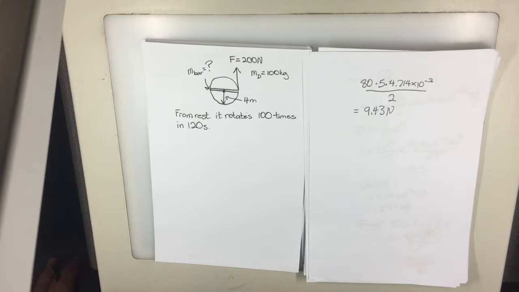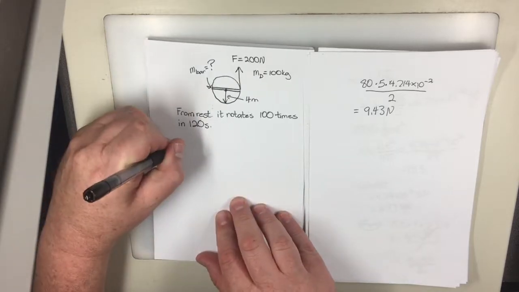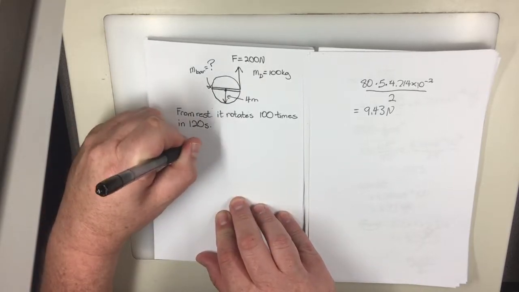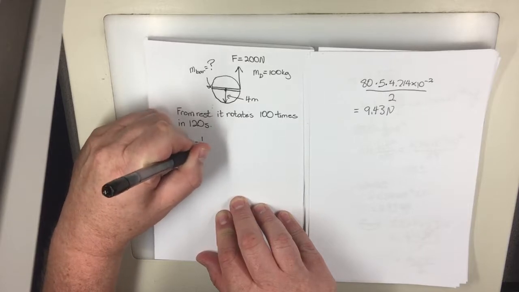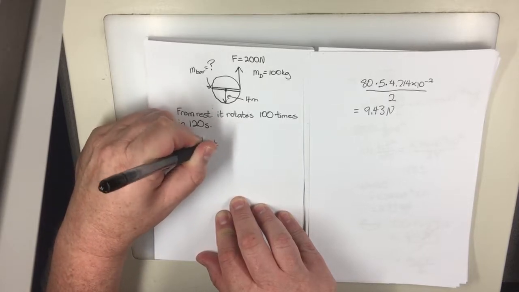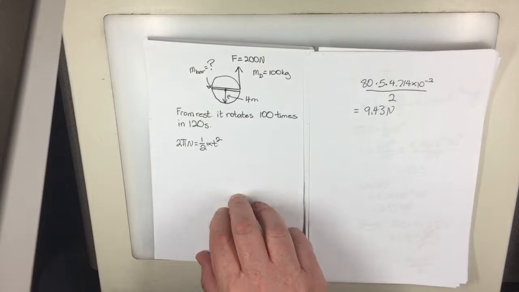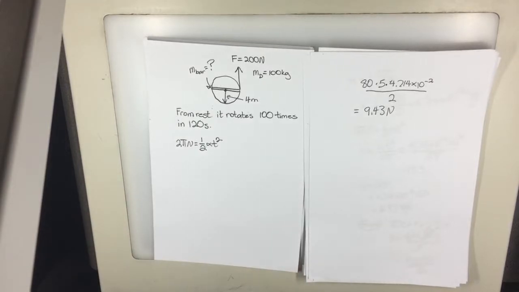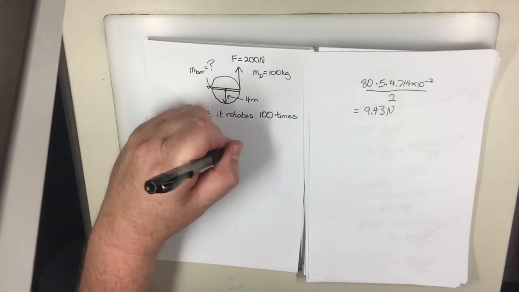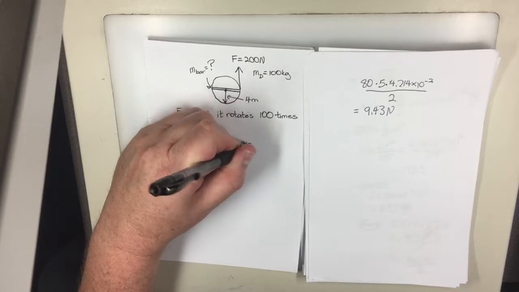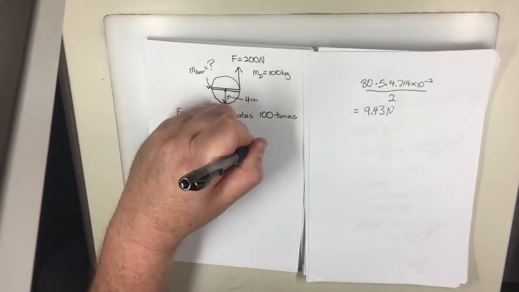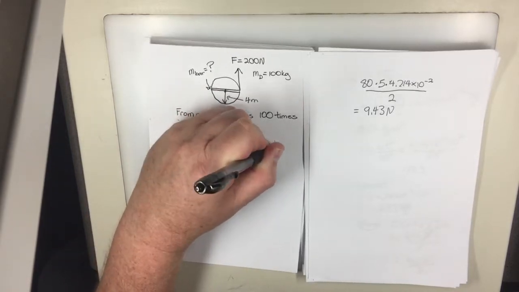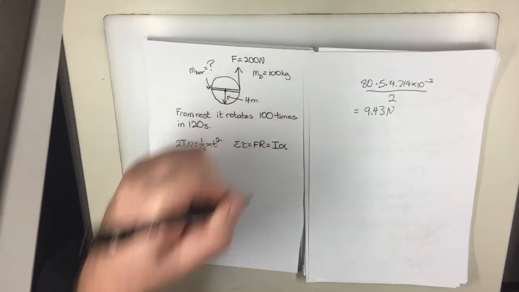Now, hopefully the numbers work. So what do I need to do? Well, we've got a rotational motion situation. So I got 2 pi n is equal to 1/2 alpha t squared, because theta is equal to 1/2 alpha t squared. I know that the sum of the torques, which is equal to F times R, is equal to I times alpha.